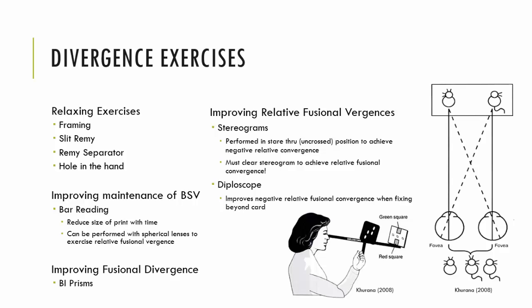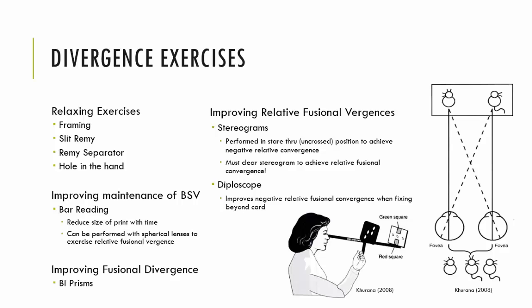Other exercises to improve the control of the deviation include improving fusional divergence and improving relative fusional divergences, or specifically negative relative fusional divergences. Okay, in terms of improving fusional divergence, again, we'll give the patient base-in prisms. So we'll give them a prism bar, ask them to exercise the base-in fusion range and try and build that to improve control of the eso deviation.